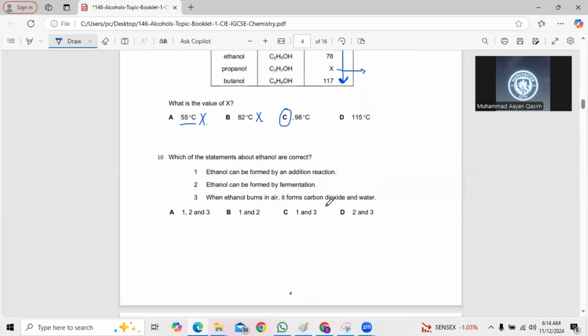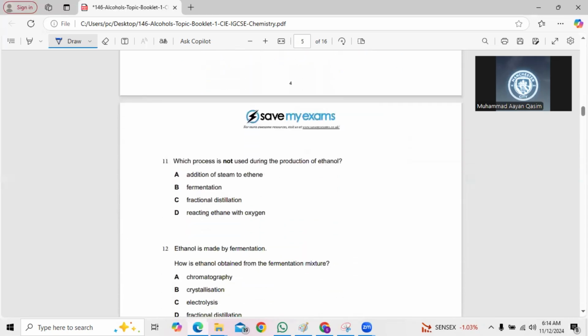Which of the following statements about ethanol are correct? Is the answer D? D are correct. Yes, that's going to be fine. And it burns. Yes, you're right, Ayan. Very good. Okay, which process is not used during the production of ethanol? Which of these processes will not be used in the production of ethanol? Would it be fractional distillation? Yes, yes, very good.